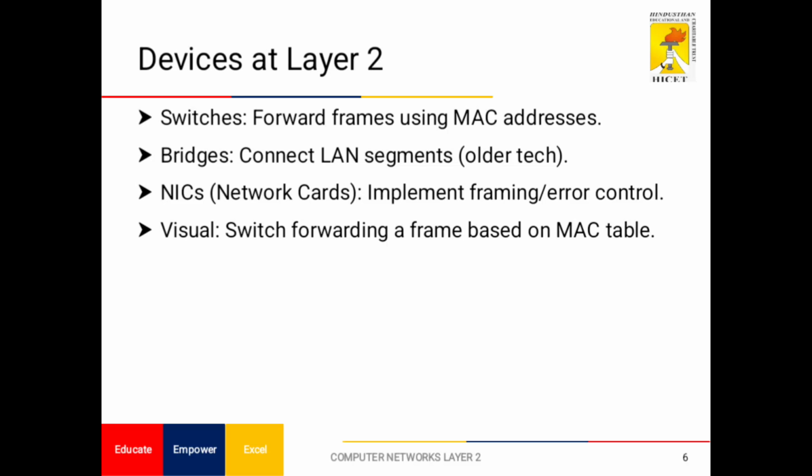For the devices at layer 2, we normally use 3 main hardware devices to forward or route our packets. The first hardware device is the switch. We know a switch is the hardware device used to forward the frames which come from the physical layer and are transmitted to the transport layer or network layer using the MAC address.